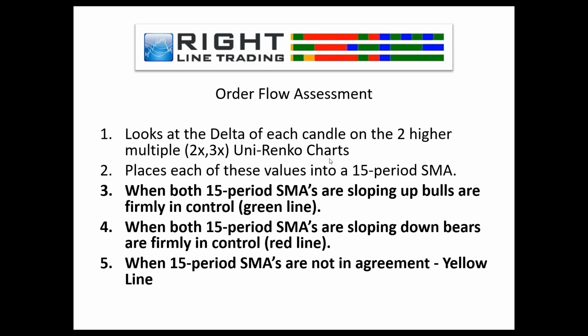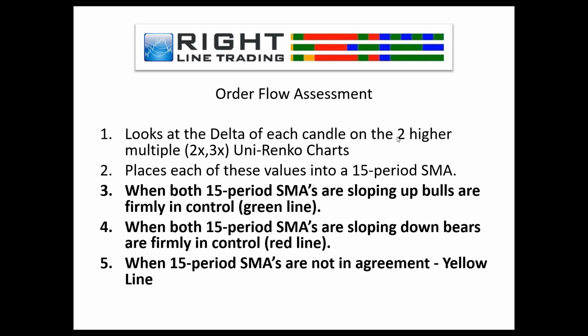Each individual Forex market has really two settings. I'm going to show you the settings. I'm not going to hide them from you. They're basically two Unorenko settings: one for markets with a lot of volume and a lot of volatility, and one for other Forex markets with low volume and low volatility. But the indicator is going to take the 2-time and 3-time multiple Unorenko settings and only look at the delta of the candles on those two higher time frames.